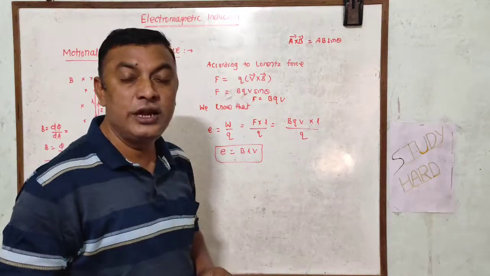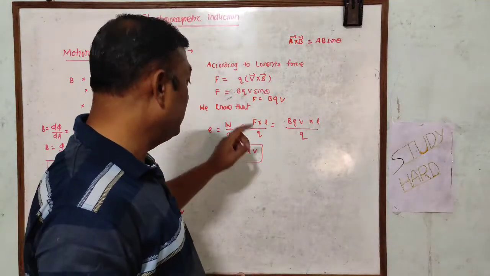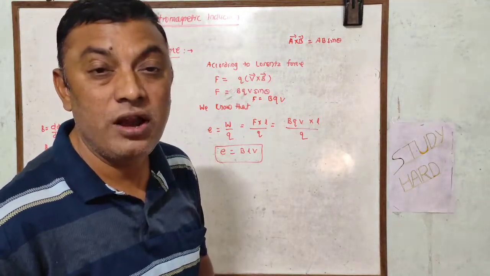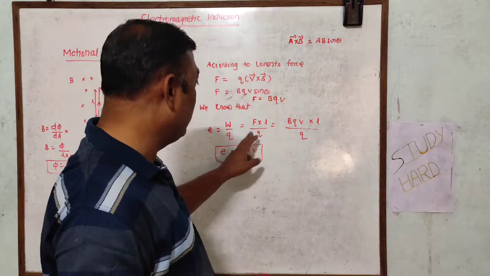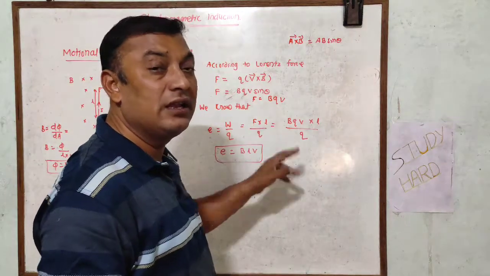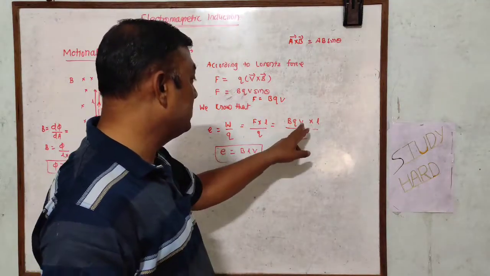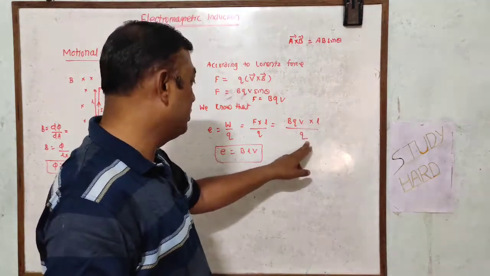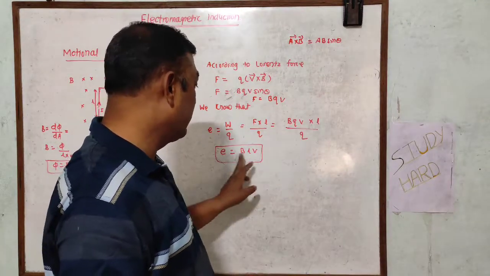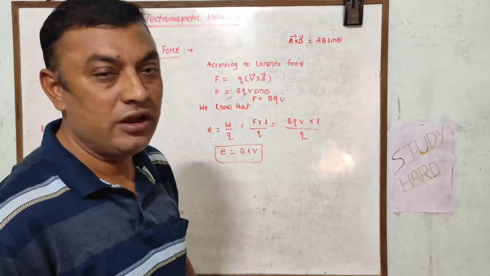We want the induced EMF. So what is induced EMF? E is equal to work done per unit charge. What is work done? Force multiplied by displacement. L is the length of the coil. So we can put B Q v into L upon Q. So the Q will get cancelled. So E is equal to B L v.